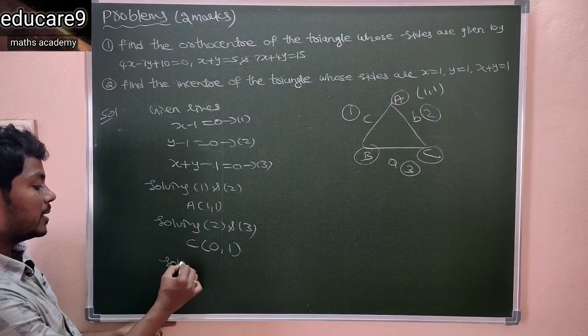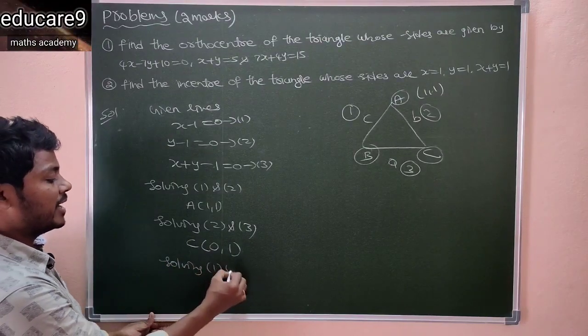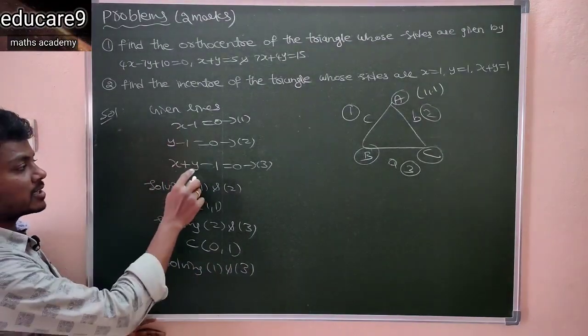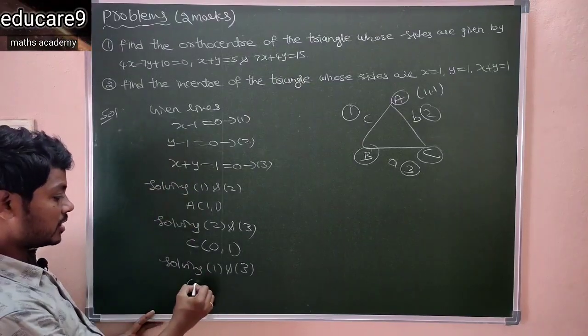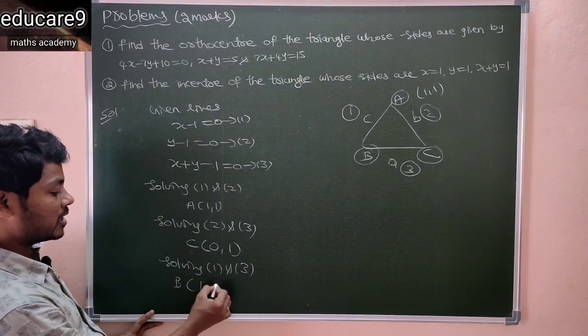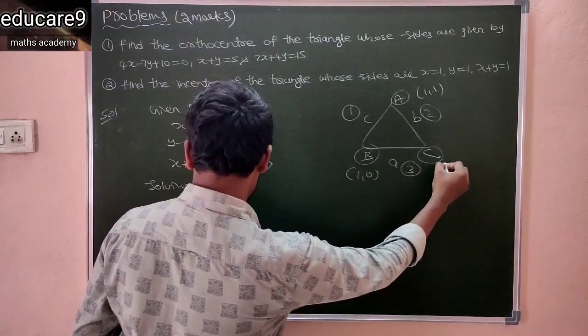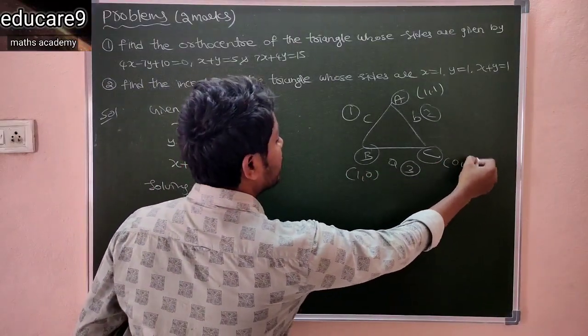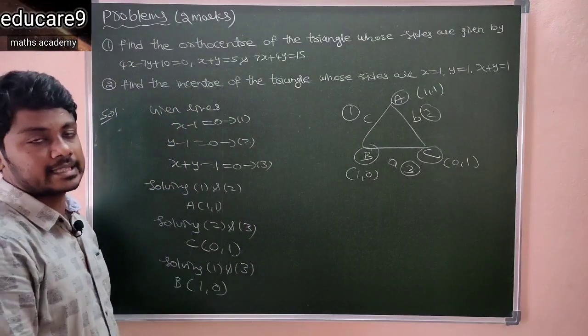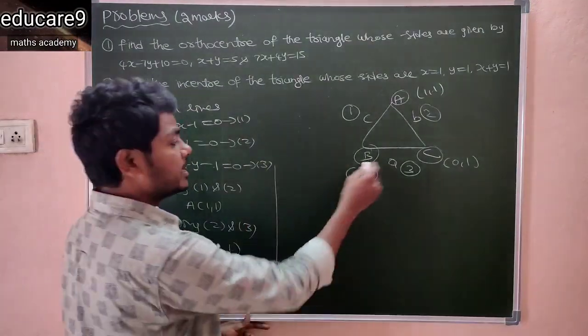Now solving equation 1 and 3. So x is 1. Substitute here, what do you get? y is 0. That is, B point is 1, 0. So this is 1, 0. This is C, 0, 1. Okay. So this is not the exact figure. Okay. Now find BC distance.